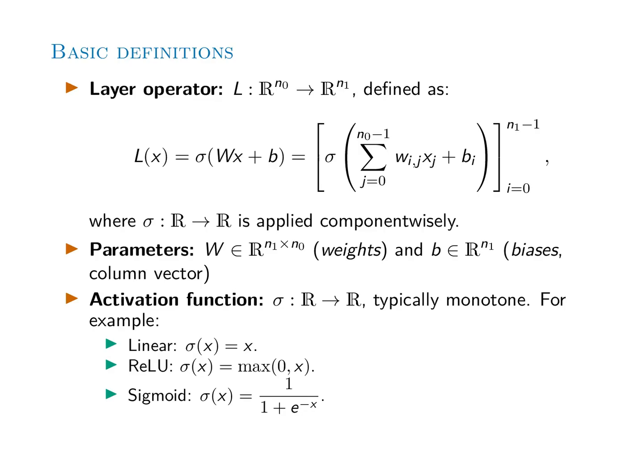Let me recall some basics. A layer operator L takes an input vector x in R^N0, multiplies by a weight matrix W, adds a bias B, and applies an activation sigma component-wise. So L of x equals sigma of Wx plus B. Common sigma examples are the identity function, the ReLU, or the sigmoid.